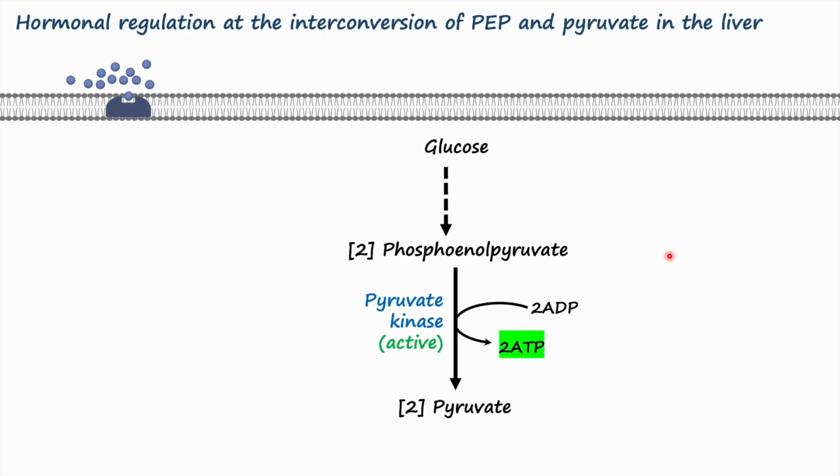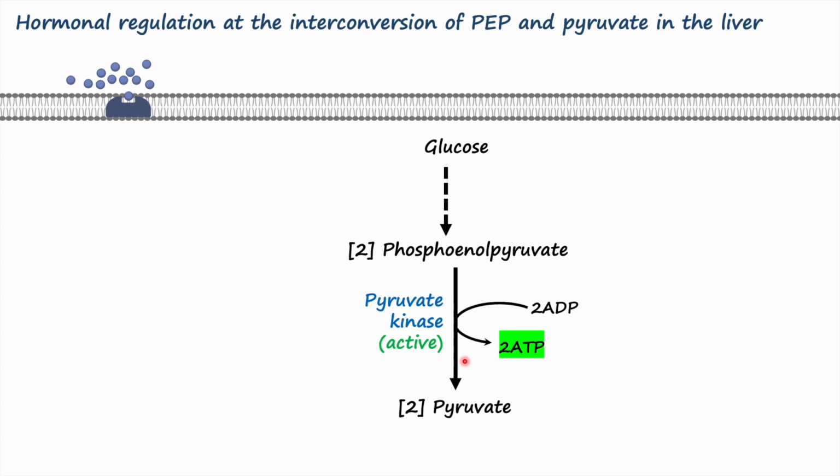Now, I first want to talk about the hormonal regulation at the interconversion of phosphoenolpyruvate and pyruvate in the liver. This is the glycolysis pathway where one molecule of glucose is converted through a series of reactions into two molecules of phosphoenolpyruvate, and phosphoenolpyruvate is then converted into pyruvate with the help of pyruvate kinase. The reaction also synthesizes two molecules of ATP.